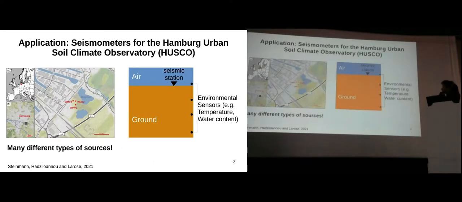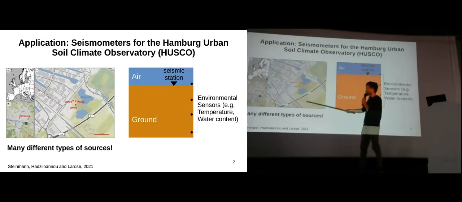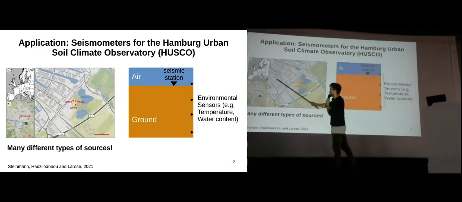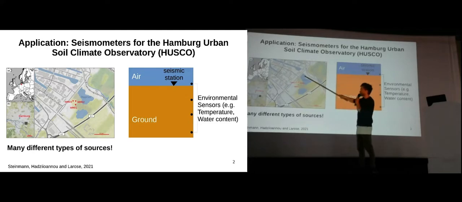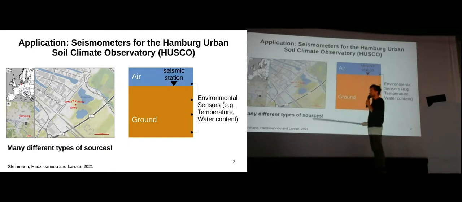A very interesting data set for that was recorded in Hamburg when I was still a master's student with Celine. We installed 3 broadband seismometers close to the city of Hamburg, and around them you have lots of different types of noise sources. There's a highway going this way, a railway going that way, the city of Hamburg located over here, and a gravel pit with trucks working over here.